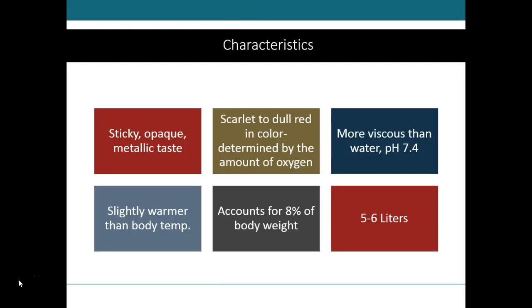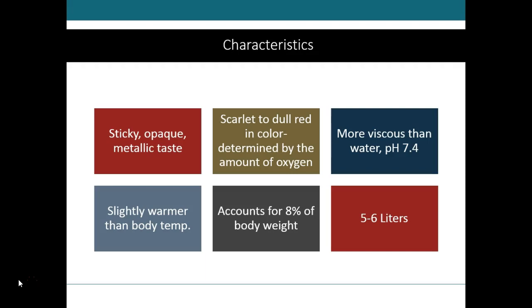Before we start looking at the different things we find in blood and the roles of blood, let's examine a little bit the physical characteristics of blood. We've all cut our finger or had some type of injury, and we've seen blood. Blood is more viscous, or thicker, than water, and it feels sort of sticky. The reason that it feels sticky is because there are a lot of sugars that are transported in the blood out to body tissues.